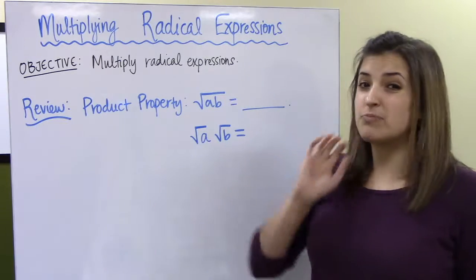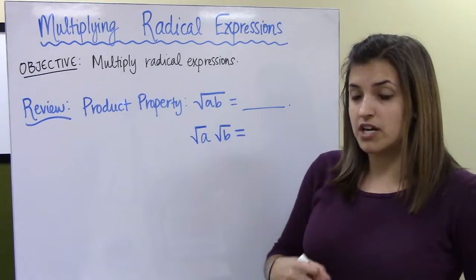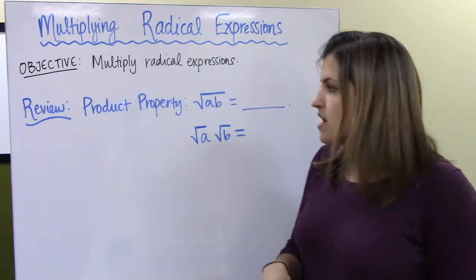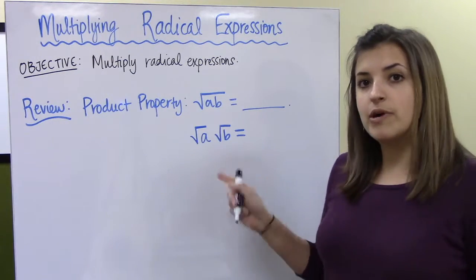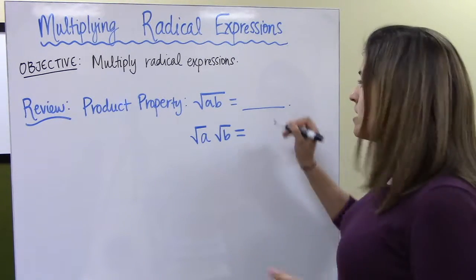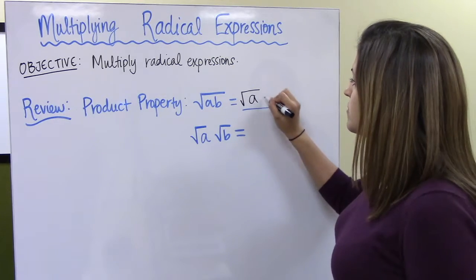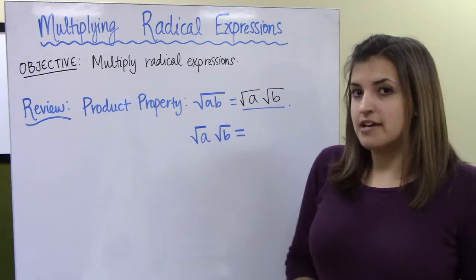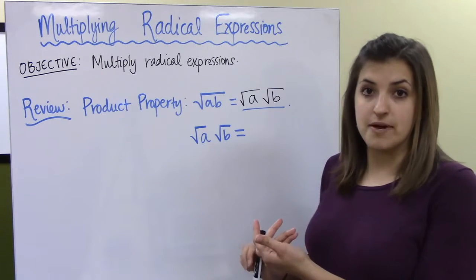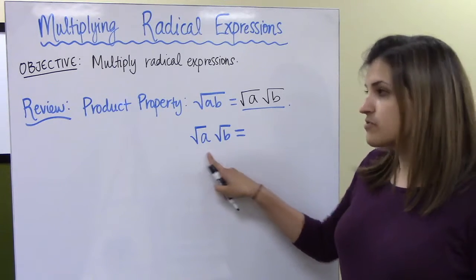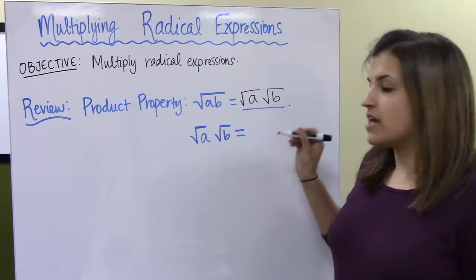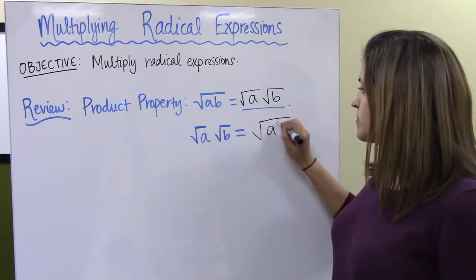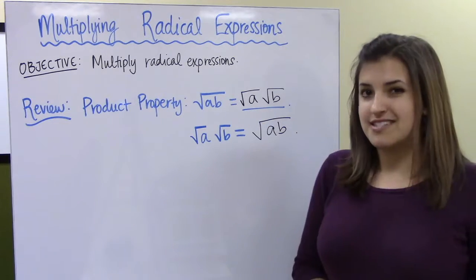We're going to need this property that we learned yesterday called the product property, so let's review what it is. The product property states that the square root of a times b equals, or is equivalent to, the square root of a times the square root of b. So the way we're going to use this today is kind of to go backwards. We're going to flip it. So we're going to take the square root of a times the square root of b and convert that to the square root of ab. Let's see this in action.